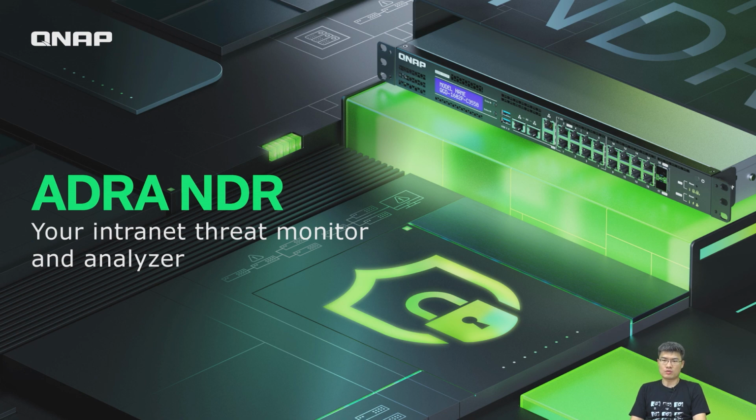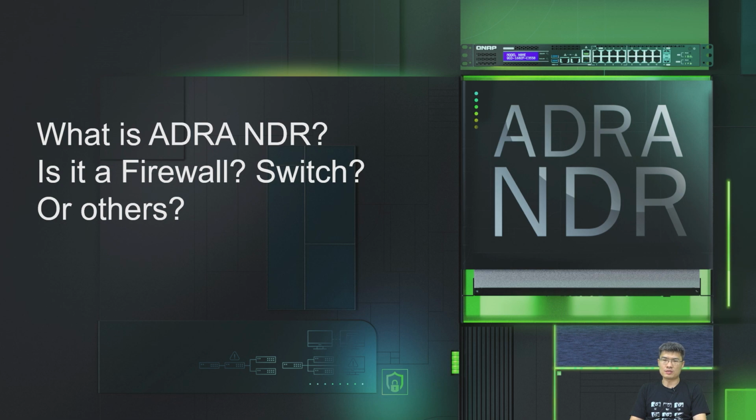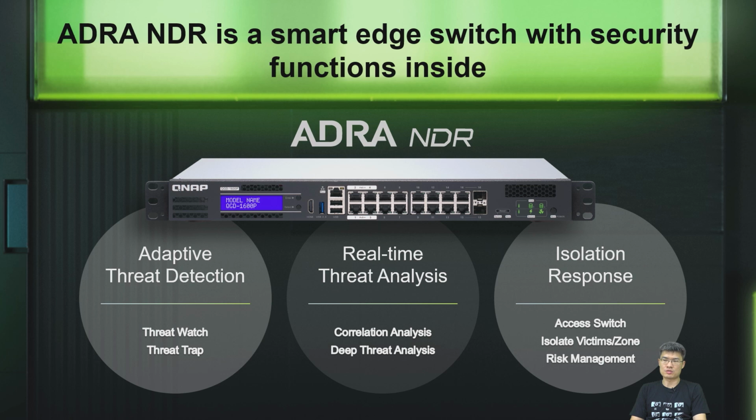But if we talk like this, users may still be very curious and ask: this is a security device, so you mean it's a switch but also has some security functions on it? So can I say it is a firewall also, or is it still a switch? This is a very good question. So we defined the NDR as a smart edge switch, but with security functions inside. We have additional security functions on a switch rather than using original edge switches.